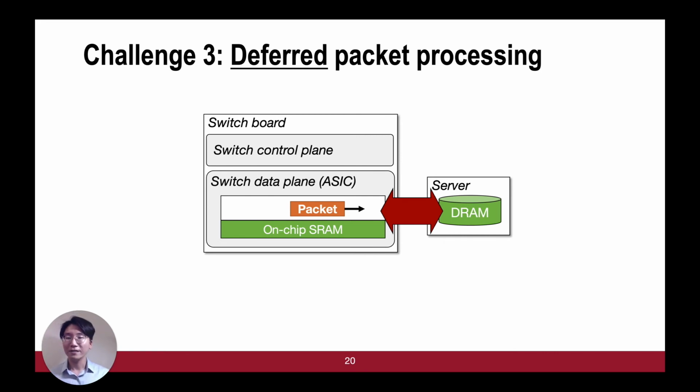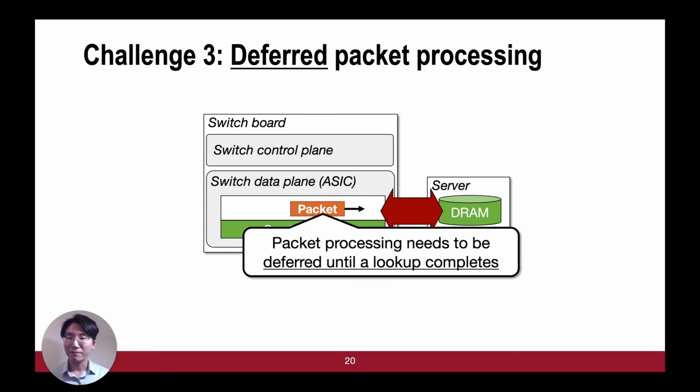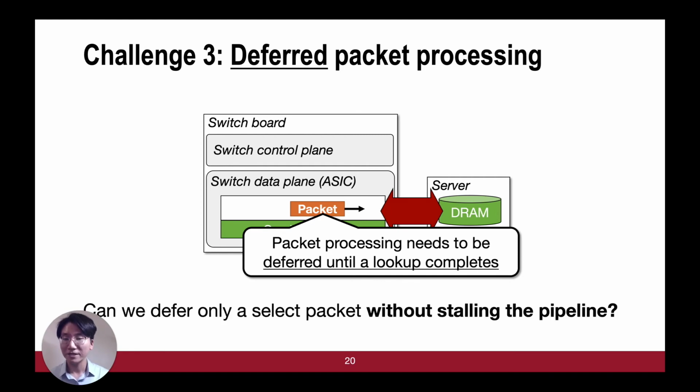Now, while the ASIC can do table lookups with our T-table structure, the ASIC must be able to process packets with retrieved table entries, such as an address mapping in NAT. It means that packet processing needs to be deferred until a lookup completes for the packet. And the key question here is, can we defer only the packet corresponding to the lookup without stalling the entire pipeline or buffering it at the switch?